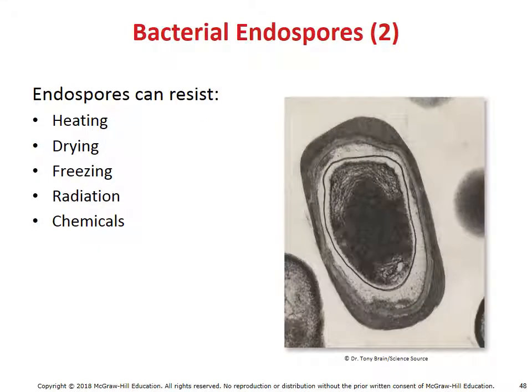So you can see here endospores actually resist a variety of things, including heating, drying, freezing, radiation, and even chemicals. So what we're getting at is an endospore is a very effective survival mechanism that really just two genera of bacteria can produce, Clostridium and Bacillus.